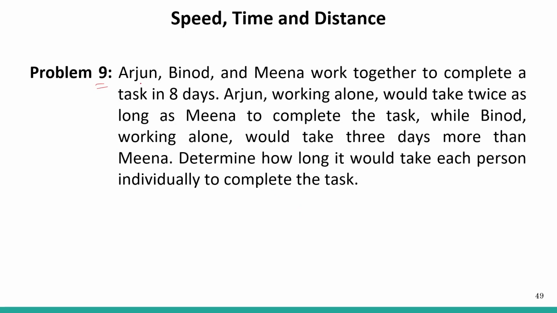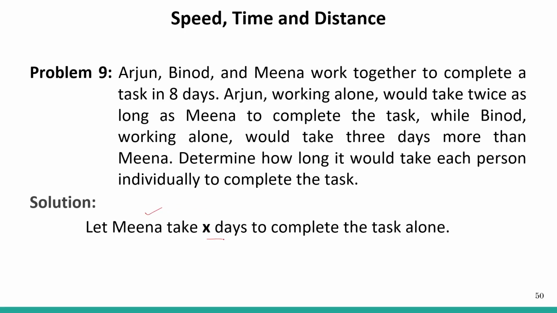Let's see problem number 9. So Arjun, Vinod and Meena work together to complete a task in 8 days, and Arjun working alone could take twice as long as Meena to complete the same task, while Vinod working alone would take 3 days more than Meena. So determine how long it would take each person individually to complete the task.